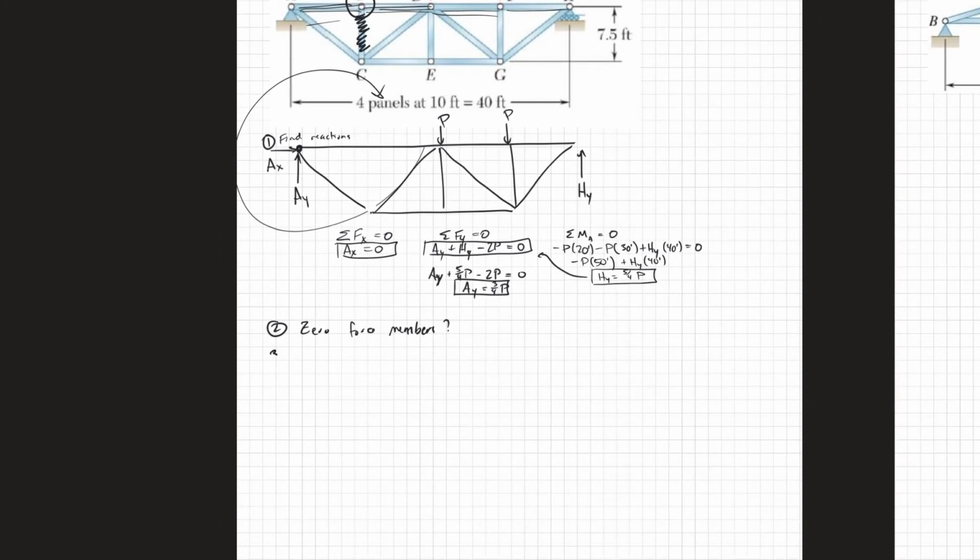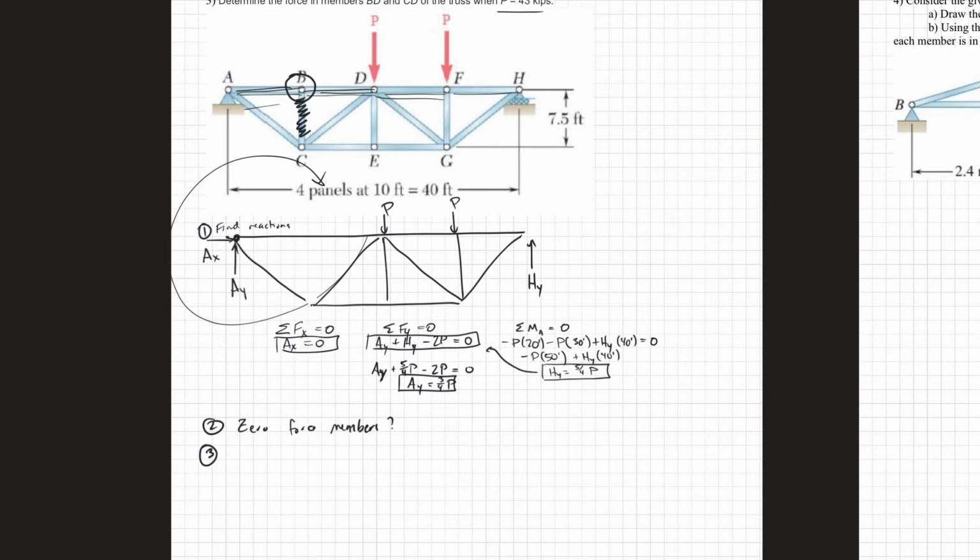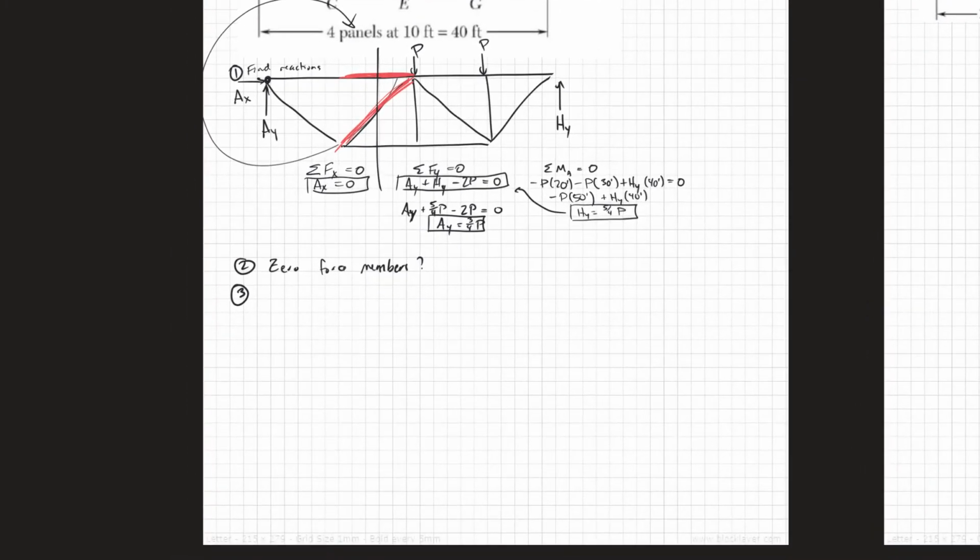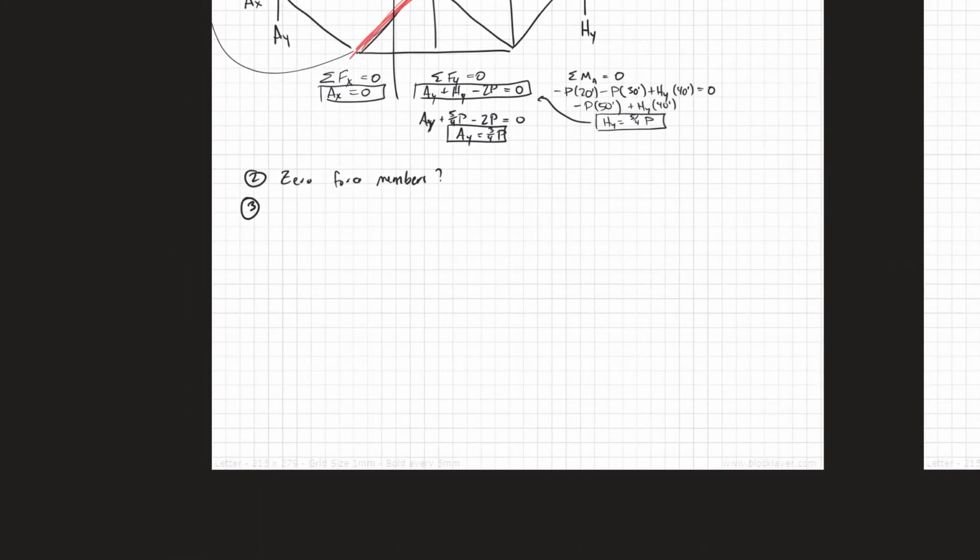Okay, so then the third thing we want to do is think about which members we're solving for here. We're solving for BD and CD. So BD is right here, so that's this one, and CD is this one. Since I want to do this all at once, I don't want to solve this whole truss. What I'm going to do is cut it right here, because that cut is going to give me both of those forces. So down here I'm going to do a free body diagram of that portion of the problem.